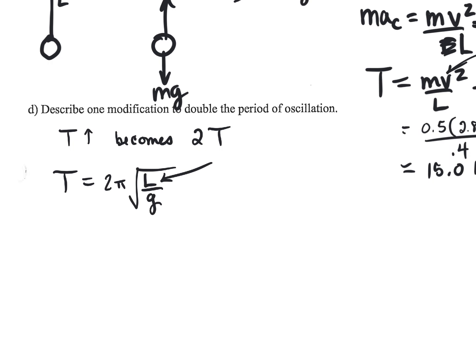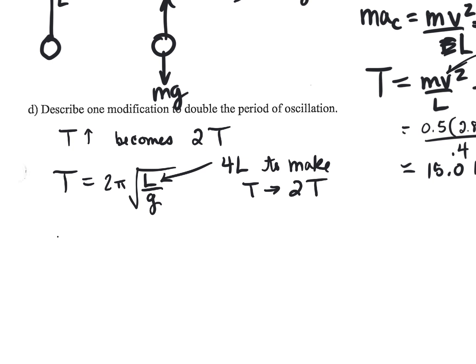In other words, this is how you have to think about it. What number, because there's a square root over the L, isn't there? What number do I have to take the square root of to get to 2? 4, right? So I need to make this 4L become 2T. Does that make sense?